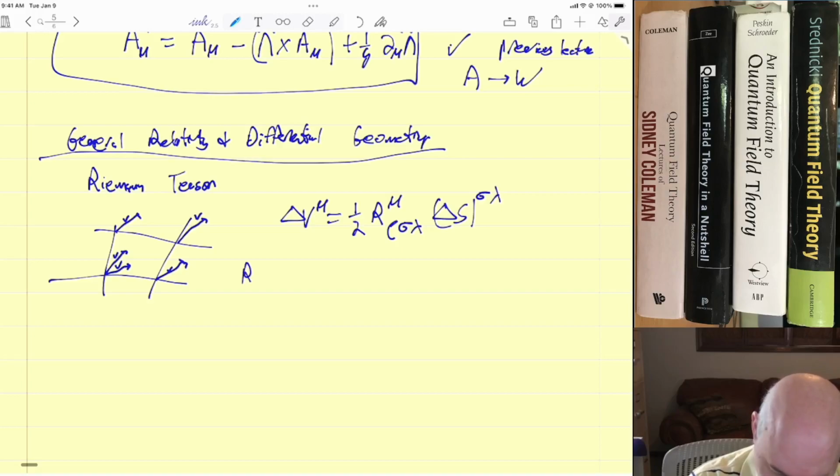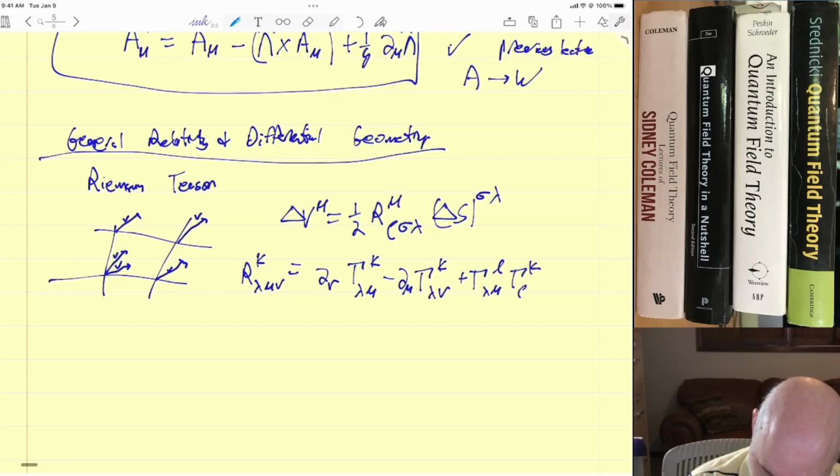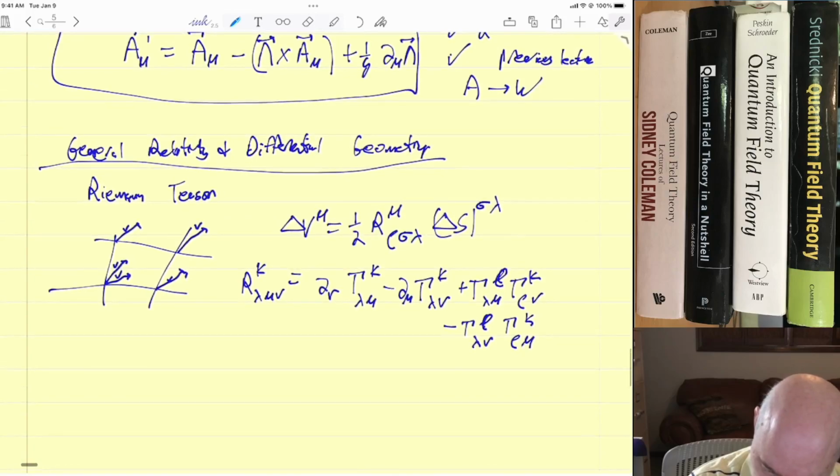And this defines our Riemann tensor, which for those who have seen general relativity, you can see how these formulas, except for the fact that there's a few more indices, are basically the same as what we're developing in our gauge theory here. This is our Riemann tensor.